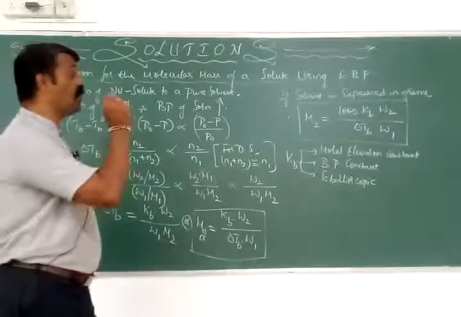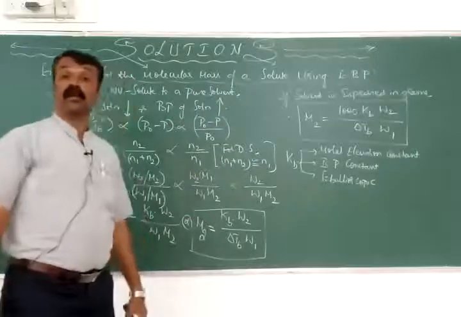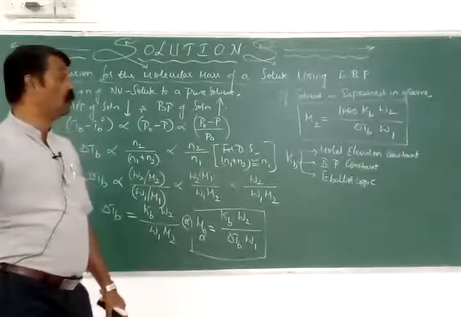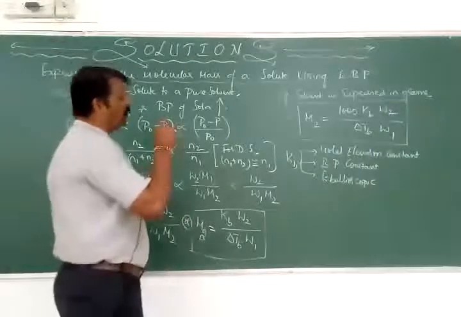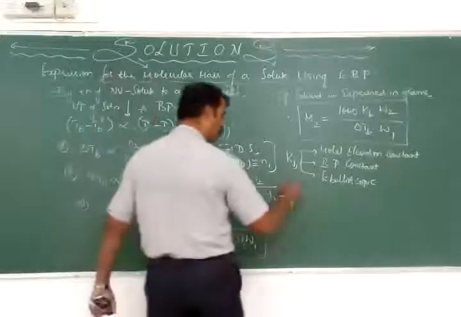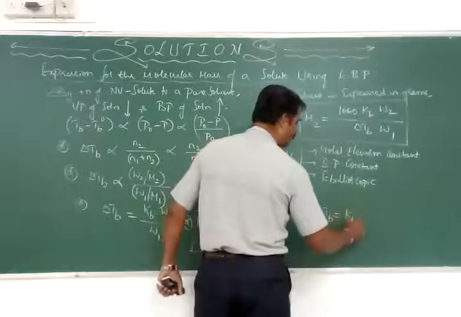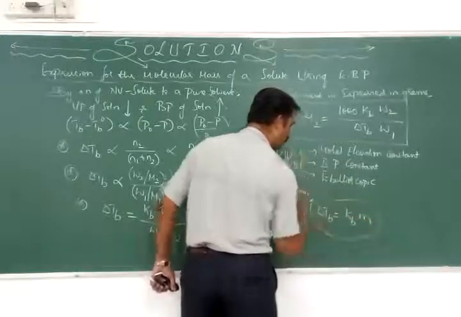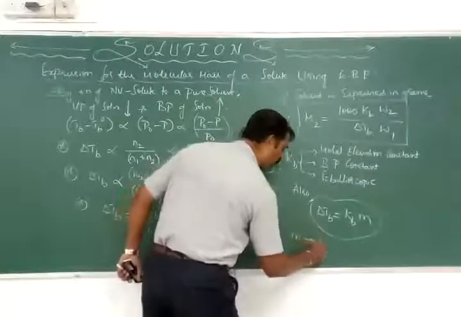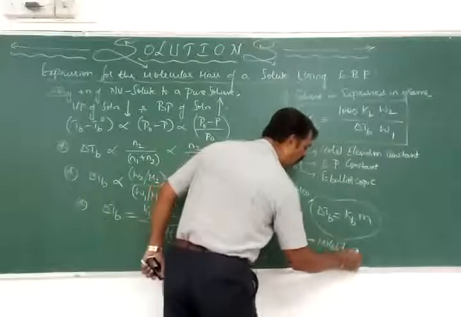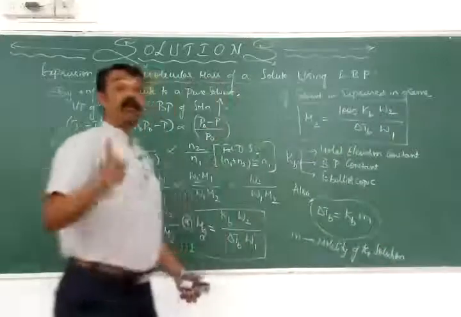So this is the final expression where we are going to know the molecular mass of a solute with the help of which point? Elevation of boiling point, which is given by 1000 Kb W2 divided by delta TB into what? W1. Okay. So now, how to define this value of Kb? Also, we can mention this as delta TB is also equal to Kb into m. There is another expression related to this. Here, m is called the molality of the solution. What is that m here? It is the molality, not the molarity, it is molality.